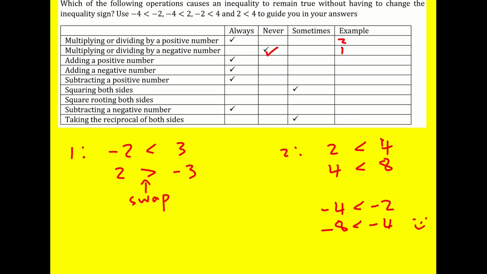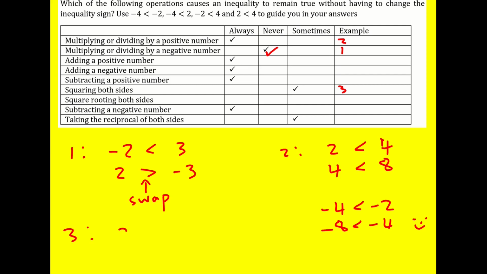So I want to focus on squaring both sides. Let's look at an example for this. So example 3, we see that 2 squared is less than 3 squared because 4 is less than 9. If I rushed that a bit. 2 is less than 3. Let's start that again.